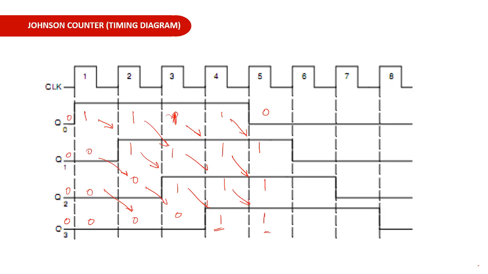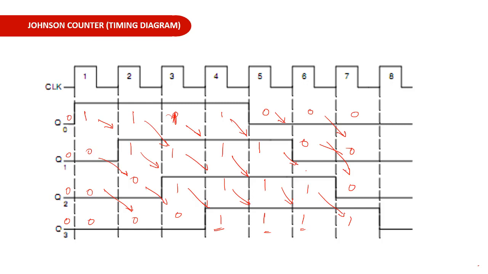Again this is 1, so the input of the first flip-flop is 0, so when the next clock pulse comes also, it will be 0. Then since this is 0, this will be 0. This is 1, so this will be 1, this is 1, so this will be 1. Again this is 1, so the input is 0. This is 0, so this will be 0, this is 0, so this will be 0, this is 1, so this will be 1. So this is how the Johnson counter timing diagram comes.